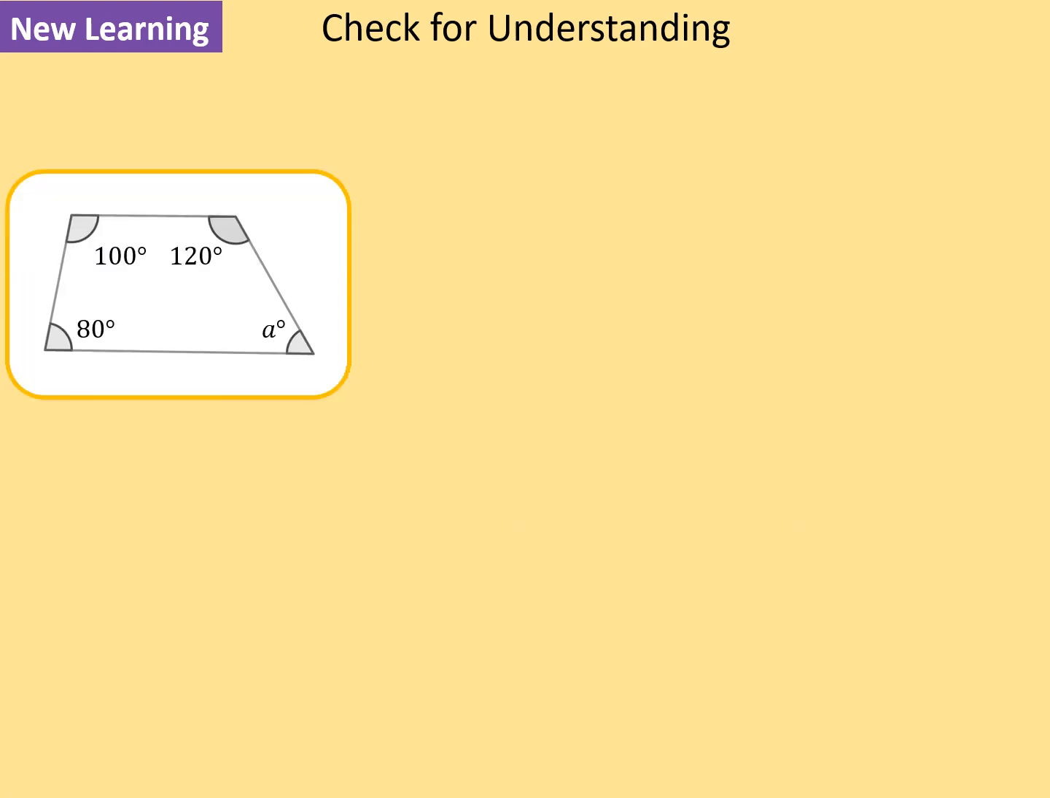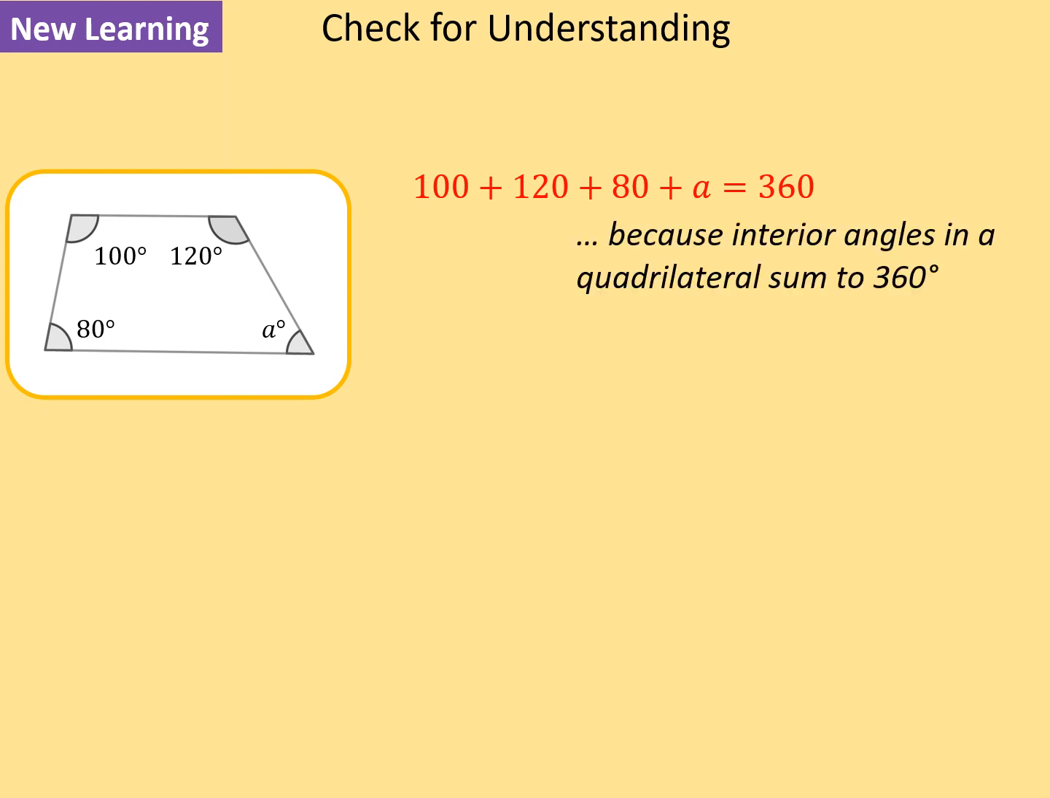Let's calculate the value of A. We can say that 100 plus 120 plus 80 plus A equals 360, and this is because interior angles in a quadrilateral, a four-sided shape, sum to 360 degrees. We can add the numbers on the left side of the equation together, so then we can make 300 plus A equals 360.